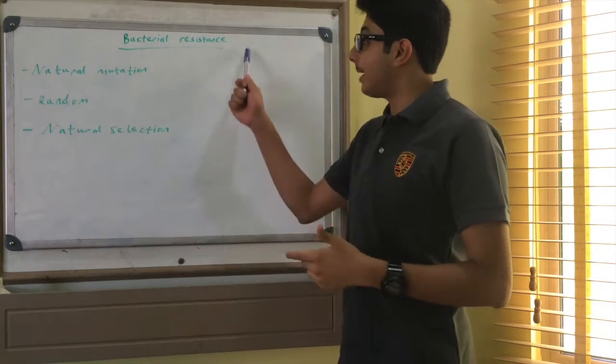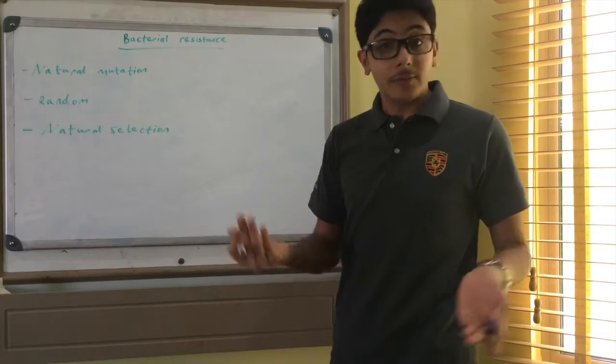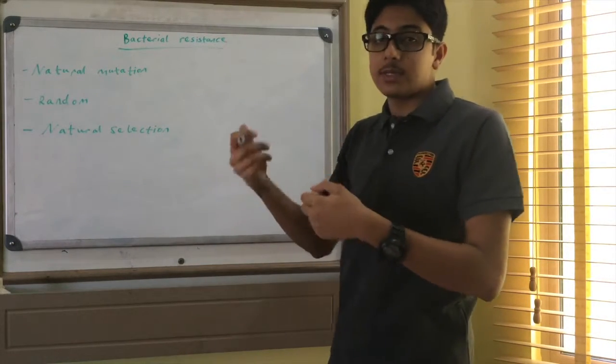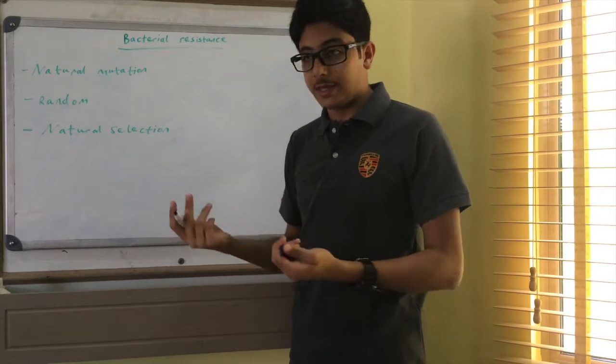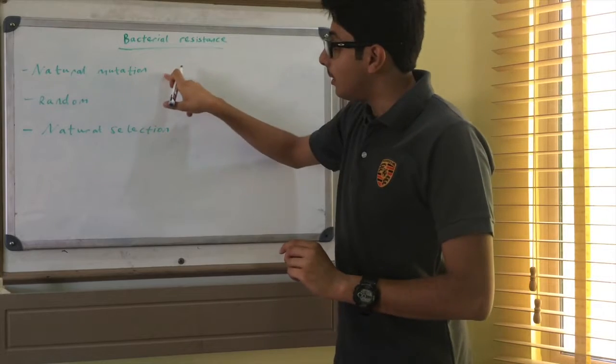Today we're going to be looking at bacterial resistance. First of all, how do the bacteria get their resistance? And what do we mean by resistance? The bacteria become resistant to antibiotics. That's the main thing. And they have a natural mutation.